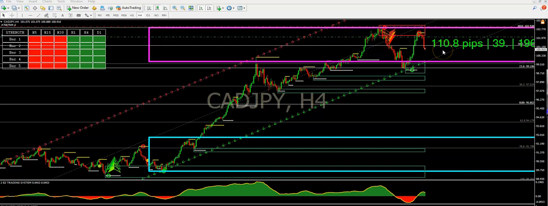Okay. And I'm going to do this quick because I'm on a date with my wife, but I came up to check my charts before I leave to head out. But I want you guys to see this for yourself, okay? So CAD JPY on the 4-hour time frame.